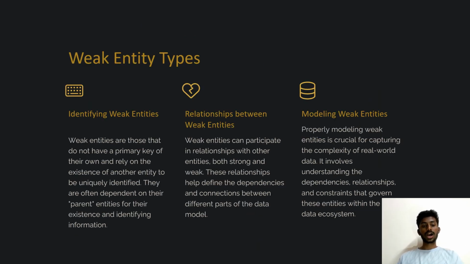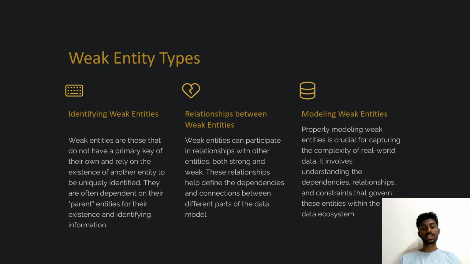Moving into the last topic of the video, we have weak entity types. So how are these weak entity types actually identified in the entity? Weak entities are those entities that do not have a primary key of their own and rely on the existence of another entity to be uniquely identified. They are often dependent on their parent entities for their existence and identifying information.